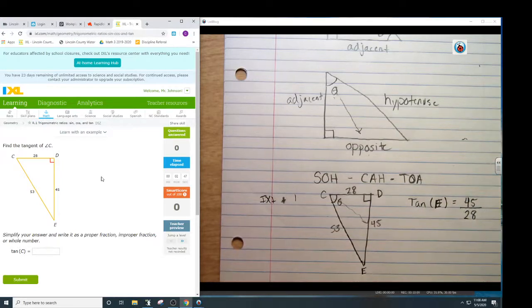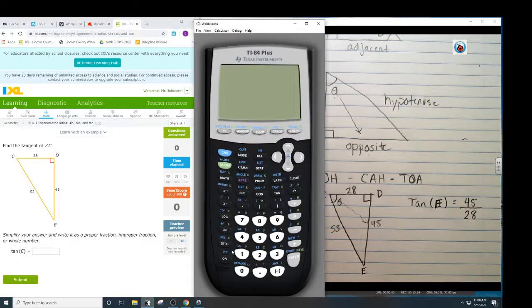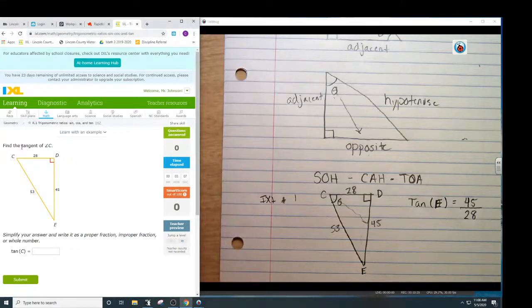Now it says to simplify the answer. So I'm going to take my calculator and put in 45 over 28, press enter, math, enter. That will not reduce. So tan of E is 45 over 28.